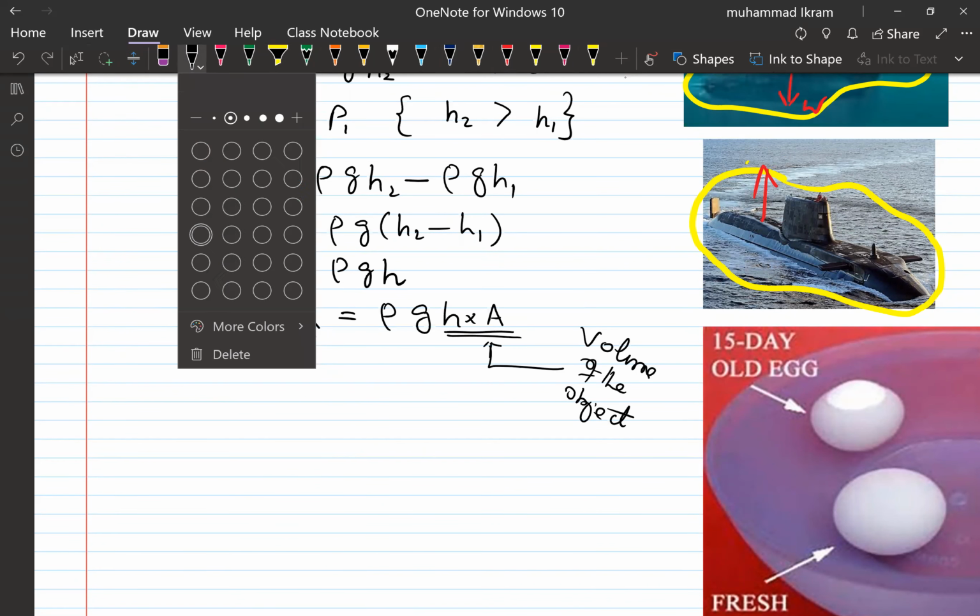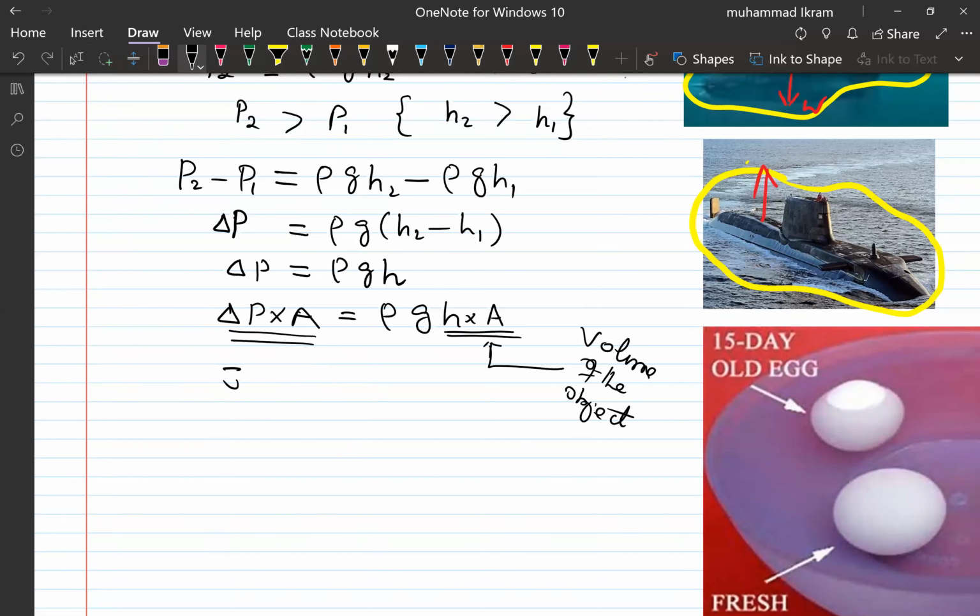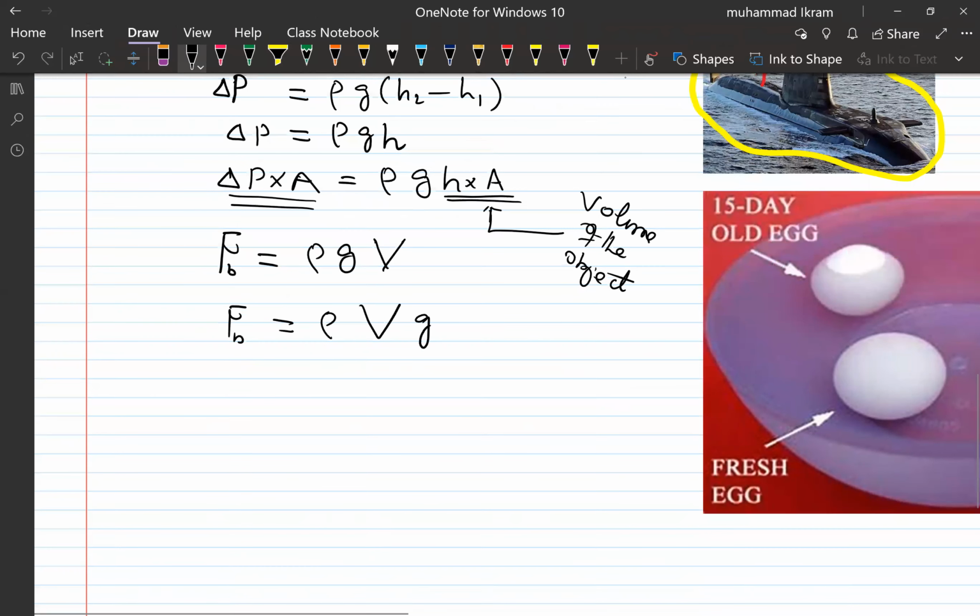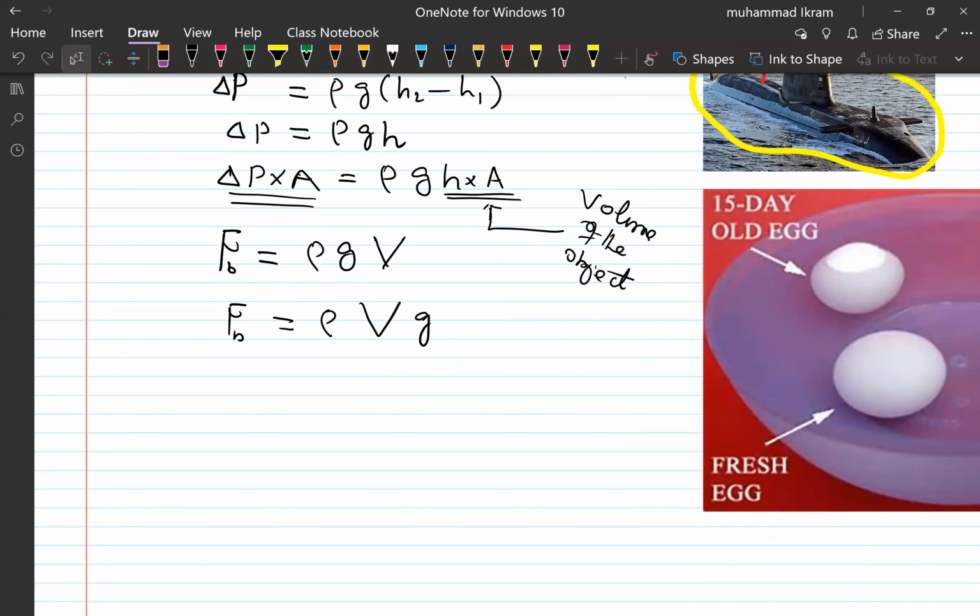That force is called the buoyant force, FB, or the upthrust force. Maybe in your book it is written as F2 minus F1, because they did not change P2 and P1 to delta P. So this FB will be equal to rho VG, where V is the volume of the object and rho is the density of the fluid. So what is this volume? This is the volume of the object.